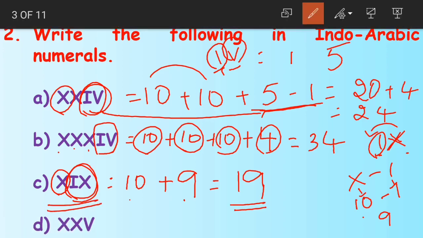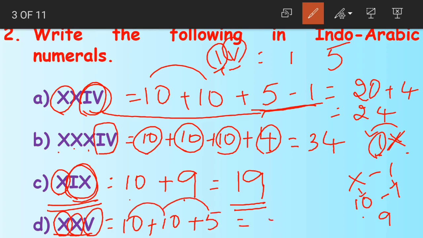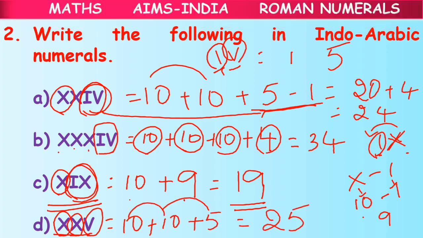The last one is XXV. This is very simple. First X, 10, then again X we have 10, then we have V, which is equals to 5. 10 plus 10, 20. 20 plus 5, 25. Is this clear, children? These were the simple ones.